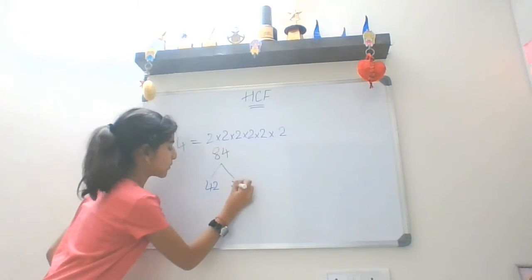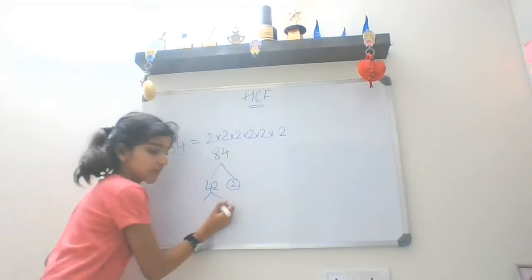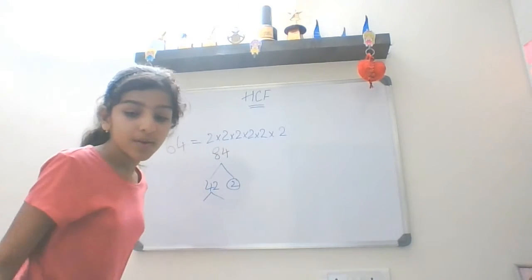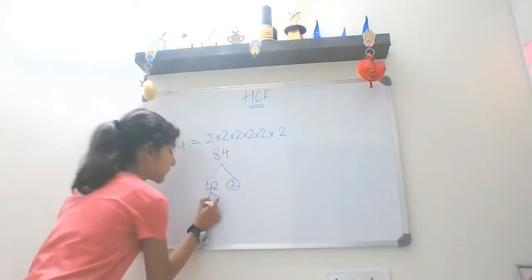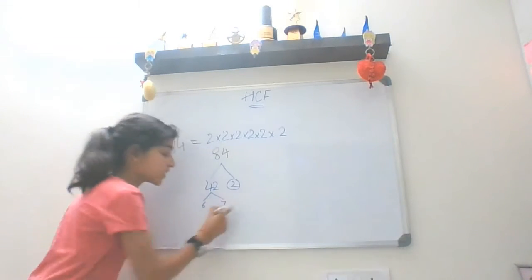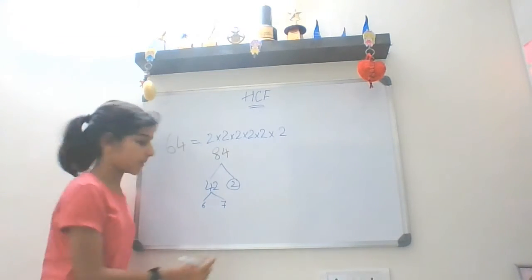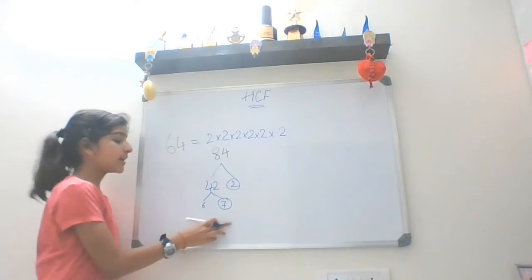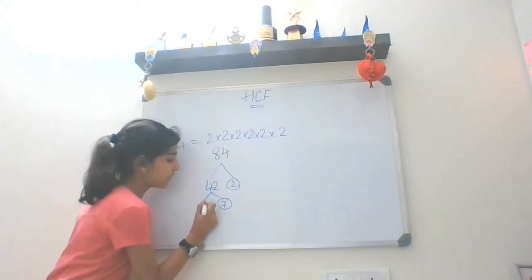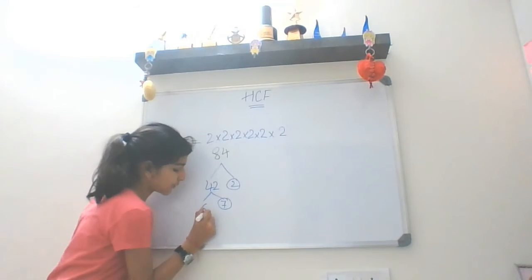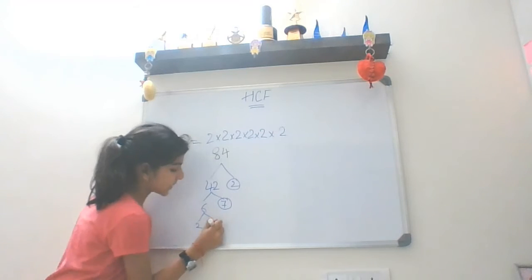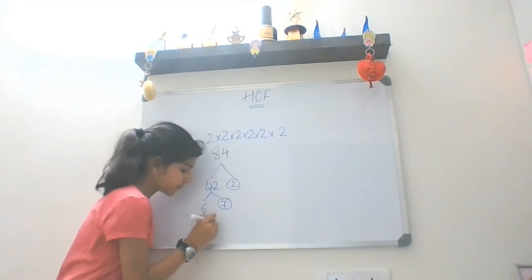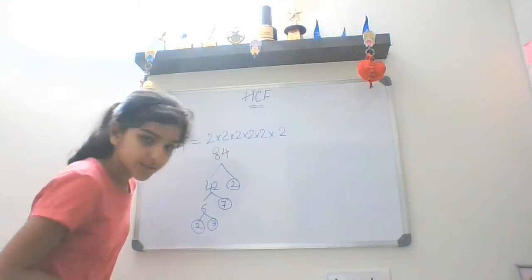42 and 2. So 2 is a prime number, and when 42 is further divided, it goes into 6 into 7, right? 6 into 7. So here 7 is a prime number, right? Because it only appears in the tables of 1 and 7, that is the number itself. So 6 when further divided multiplies into 2 into 3, and so 2 and 3 are both prime numbers, right?